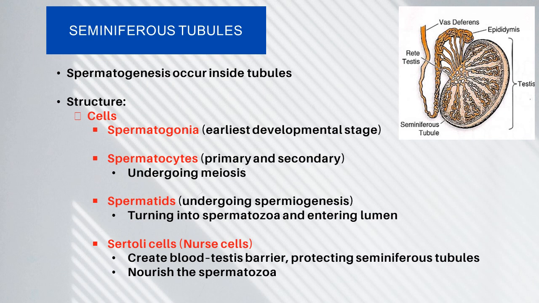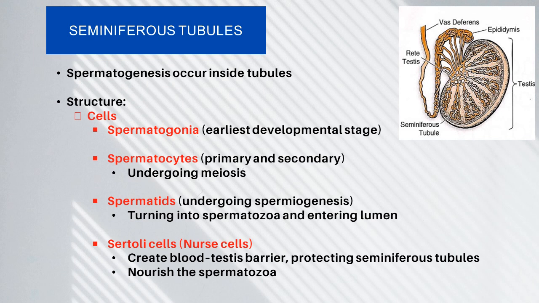Okay, yes, you know that sperm comes from the testis, but the exact production site for the sperm is the seminiferous tubule. In this tubule, there are several cells, including spermatogonia, primary and secondary spermatocytes, then spermatids, which undergo spermiogenesis and become spermatozoa. And the spermatozoa is actually the sperm cell.